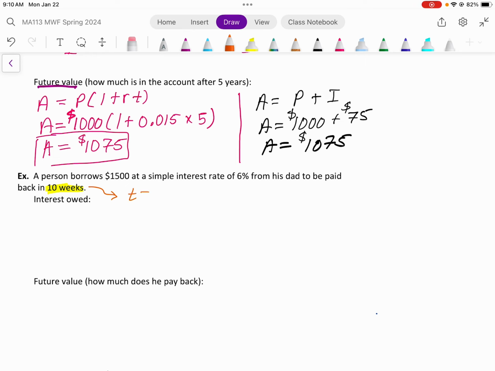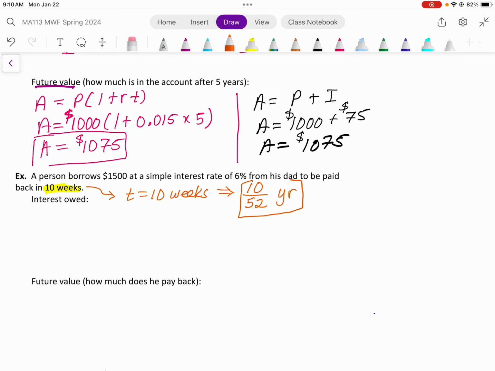So if time is 10 weeks, there's 52 weeks in a year. So what we're going to do is do 10 divided by 52 to get how much of a year that is. So this is what you're going to be using for your time. All right, 10 out of 52. You can reduce that first if you want, or you can leave it the way it is. But you will not be using 10 for your time. It's got to be in terms of years. So we divide that by 52.